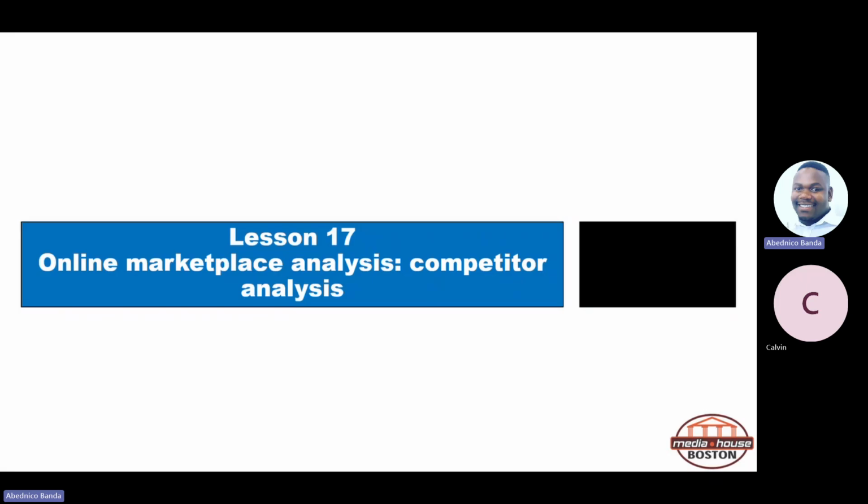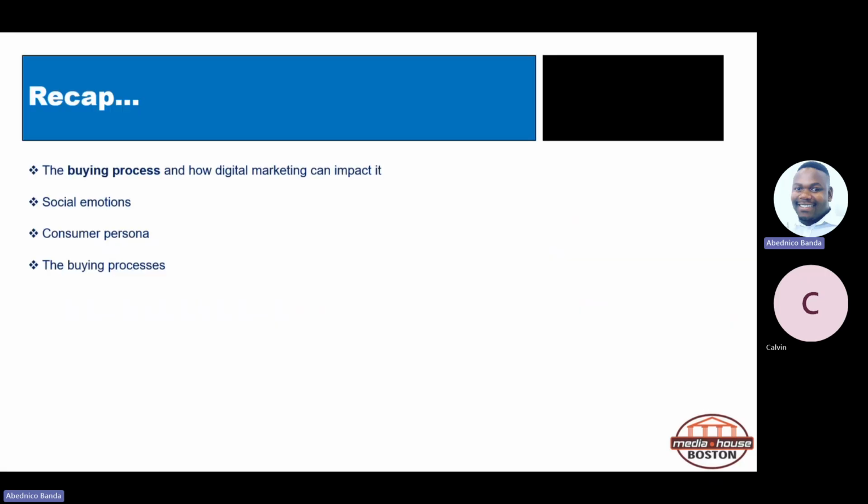We had a look at the micro environment and we said that the micro environment has got customers, has got competitors, has got intermediaries, has got suppliers, and so forth. We were busy unpacking the first aspect of the micro environment, which is customers. We had a look at customer analysis. We looked at demand analysis. We looked at the 8 antecedents. We looked at online customer experience. We looked at the buying process. We looked at consumer persona. We looked at the emotions and so forth.